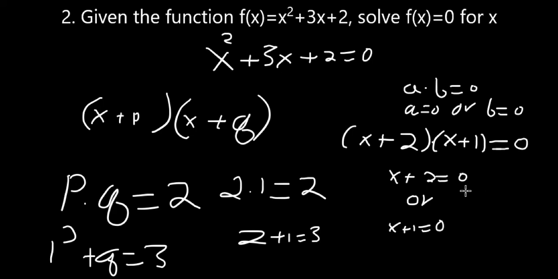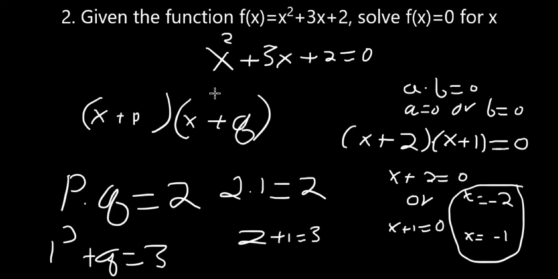So if this one equals 0, this would give us x equals negative 2, and if this one equals 0, we have x equals negative 1. So these are our two solutions. Quadratic equations can have 0, 1, or 2 solutions. It might just be 1, but often it'll be 2, so make sure to include every single solution you can find.